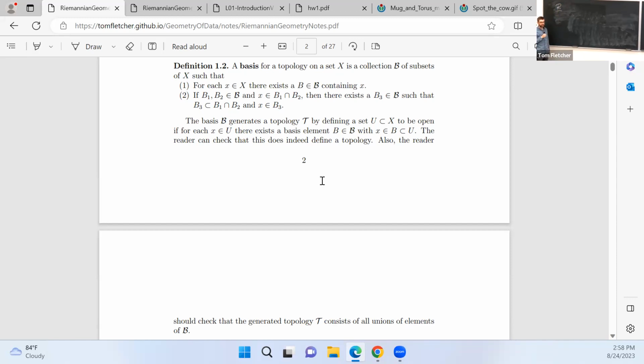Quick question, just to double check, did you say the first example basis generates the trivial topology, and the second example basis would generate the discrete topology? That's correct. Okay, yep, thank you.